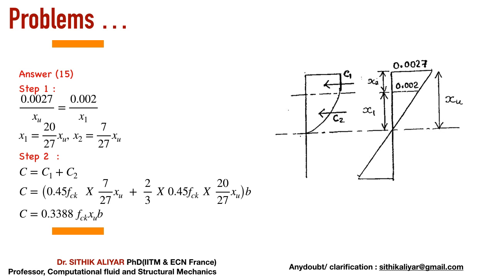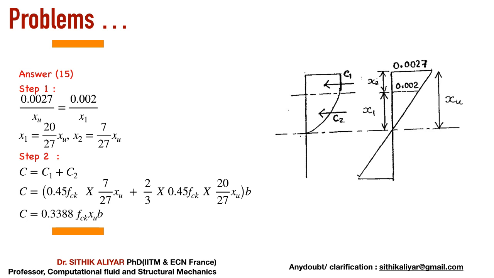C equals C1 plus C2. What is C1? C1 is the force acting on the rectangular portion. Force is nothing but stress into area. Stress is 0.45 fck. Area is B into 7 by 27 of xu, because x2 is 7 by 27 of xu. Plus C2. Please see the figure: C2 is the parabolic portion. C2 is also a force, which is stress into area. Stress is again 0.45 fck into 2 by 3 of B into 20 by 27 into xu. That's what I have written. Solve this one, and you will have the value 0.33 fck B into xu.